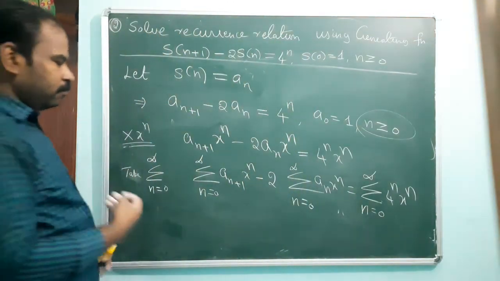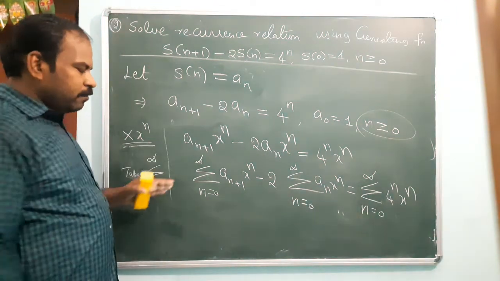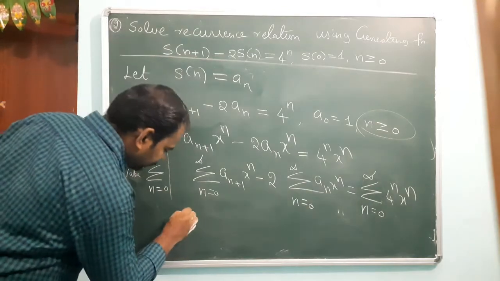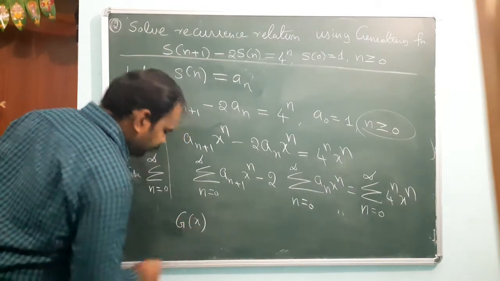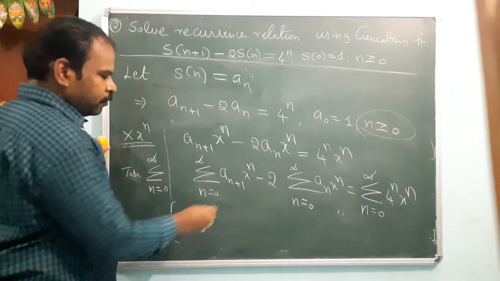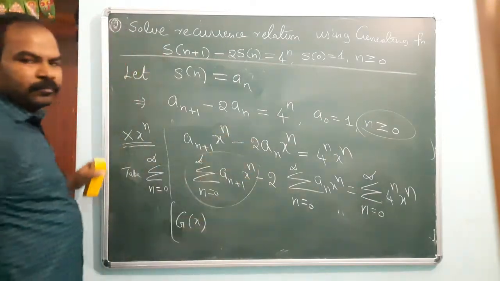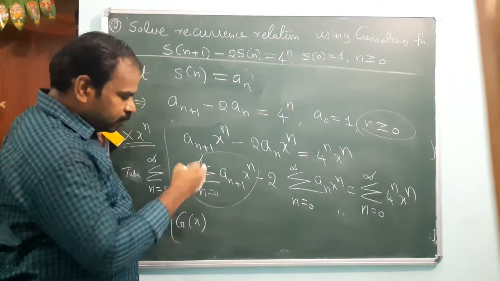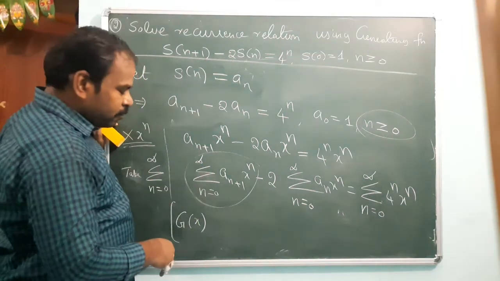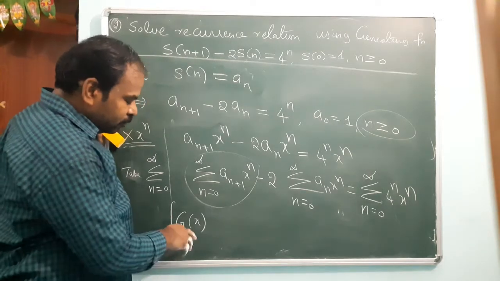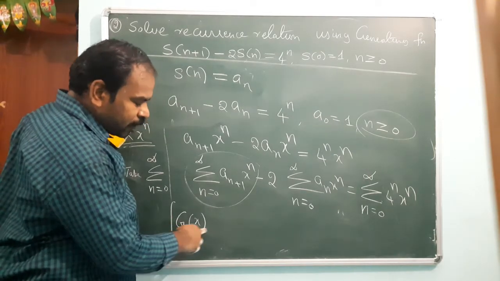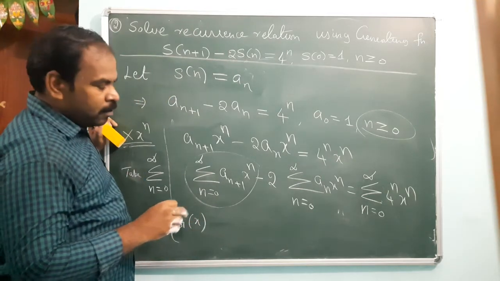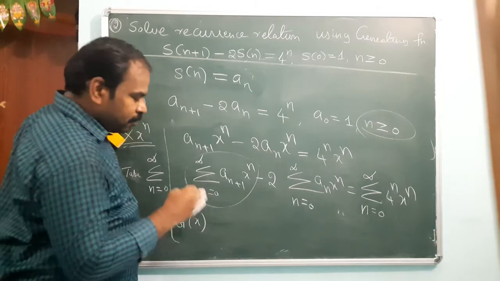Now we convert the summation symbols in terms of g of x. First convert this term. I give some tips to convert the summation into g of x. What is that? First we write g of x and we need to subtract some terms. How many terms do we subtract?